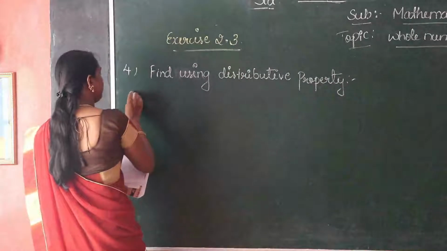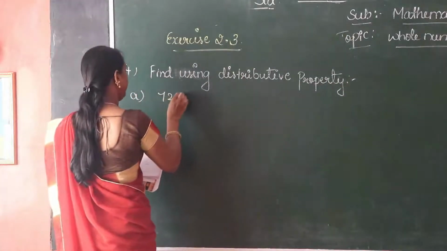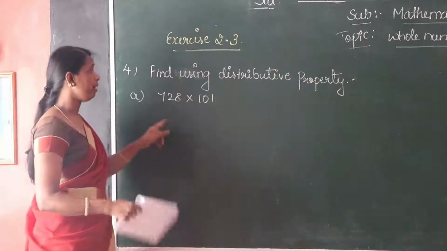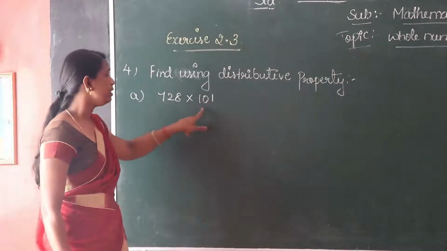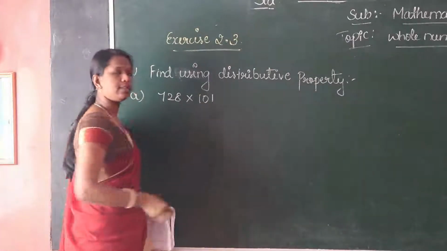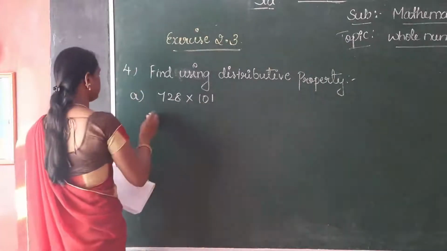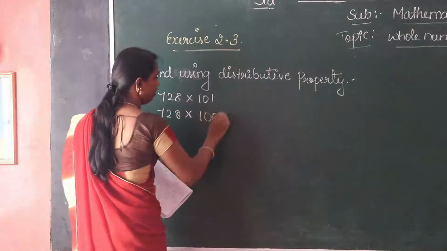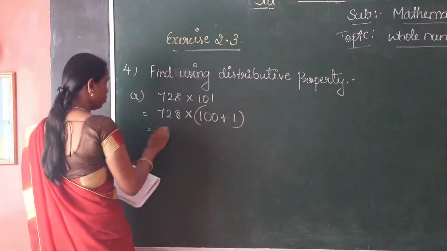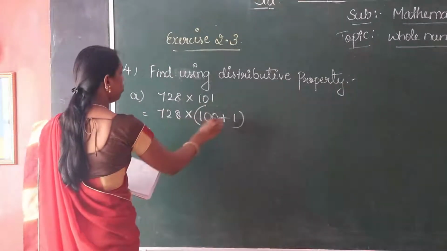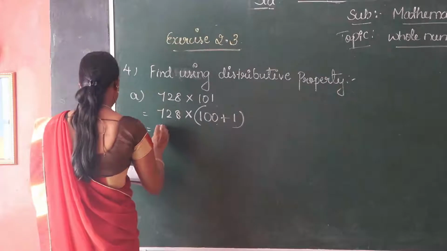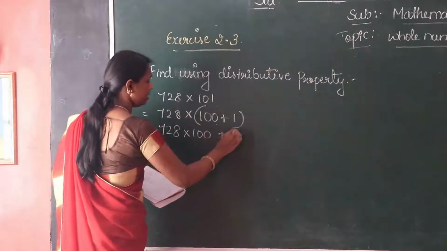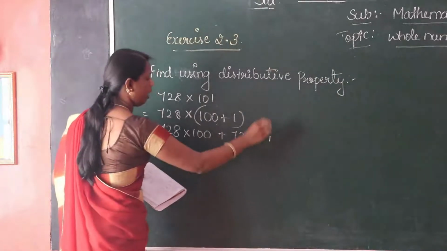Okay, in the first one, 728 into 101. This 101 can be written as 100 plus 1. So multiply 728 to both 100 and 1: 728 into 100 plus 728 into 1.